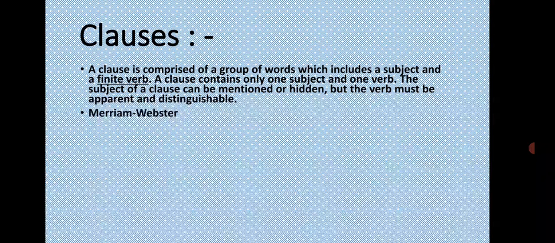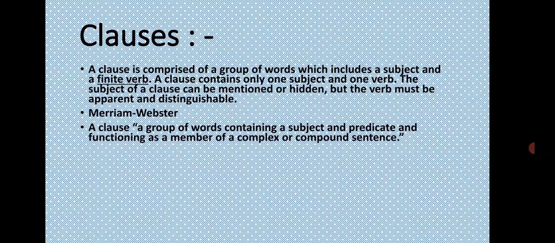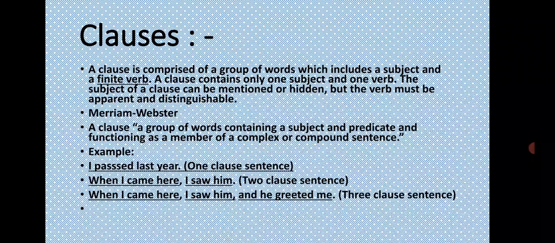Merriam-Webster says about clauses: a clause is a group of words containing a subject and predicate and functioning as a member of a complex or compound sentence. For example, I passed last year. In this sentence, you will find only one subject and one verb. That's why it is a one clause sentence.